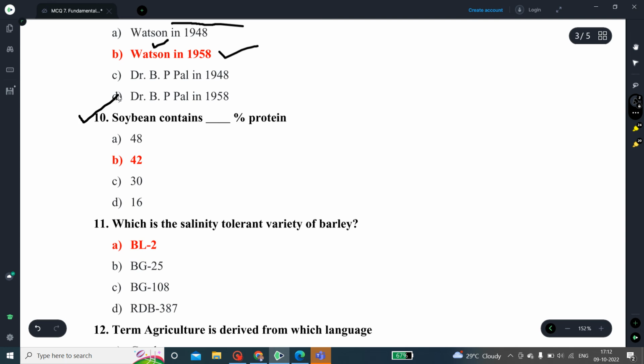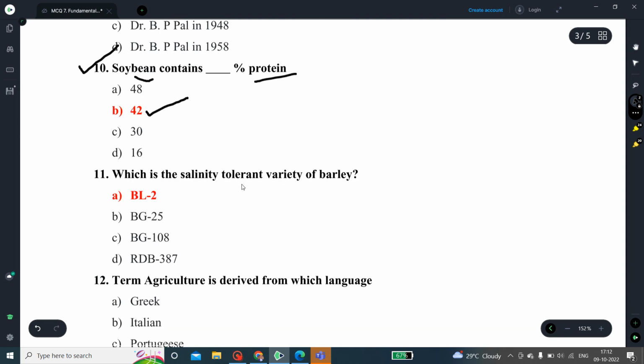And question number 10, soybean contains how much percentage of protein? Dash percentage of protein. About 42% of protein is present in the soybean seeds, grains.